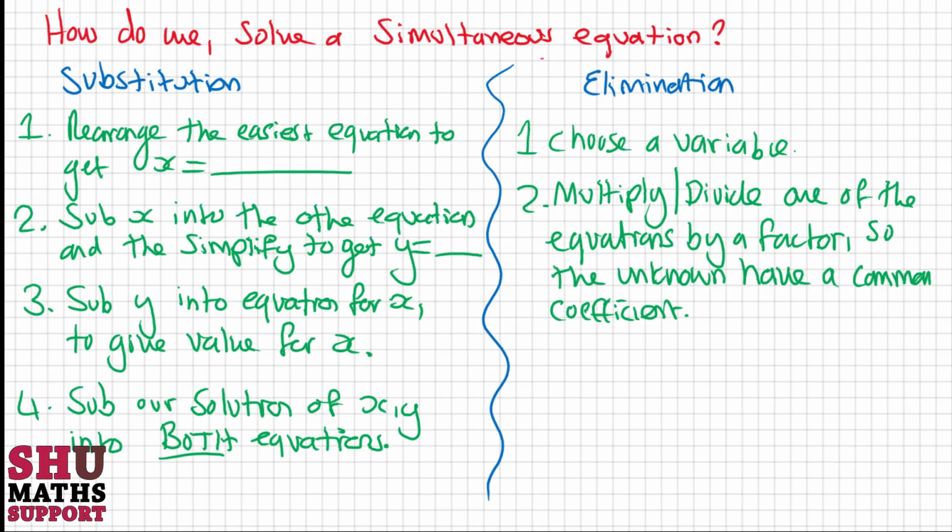And then step 3 is either add or subtract the equations together to eliminate the chosen value. So you've used multiplication or division to make one of the sets of variables the same for both equations, and now you use add or subtract to eliminate that variable. So we can simply put add or subtract equations to eliminate the chosen variable.